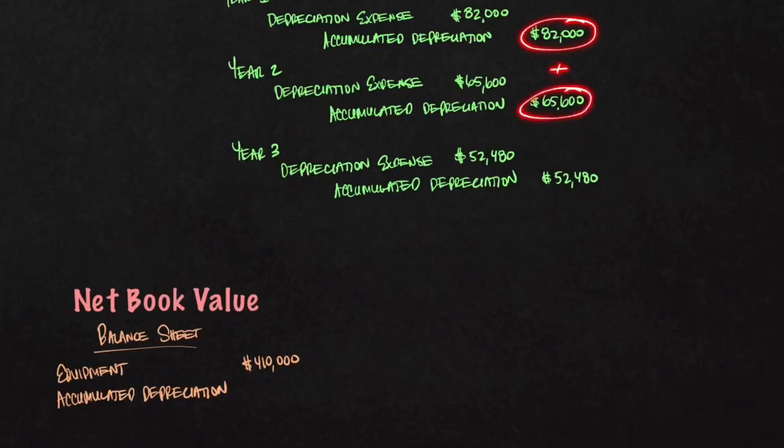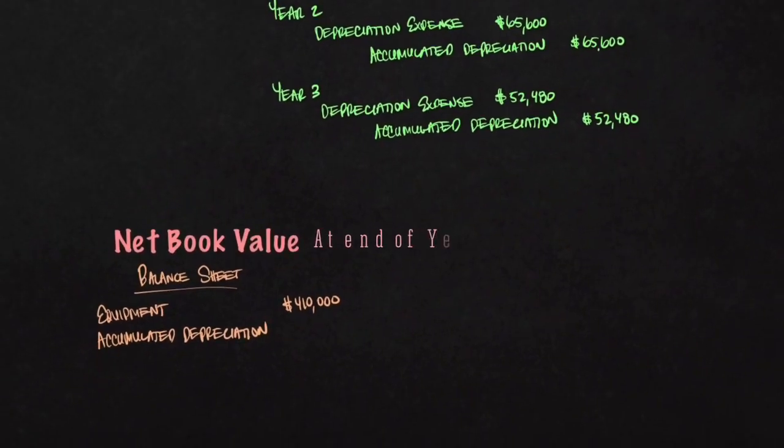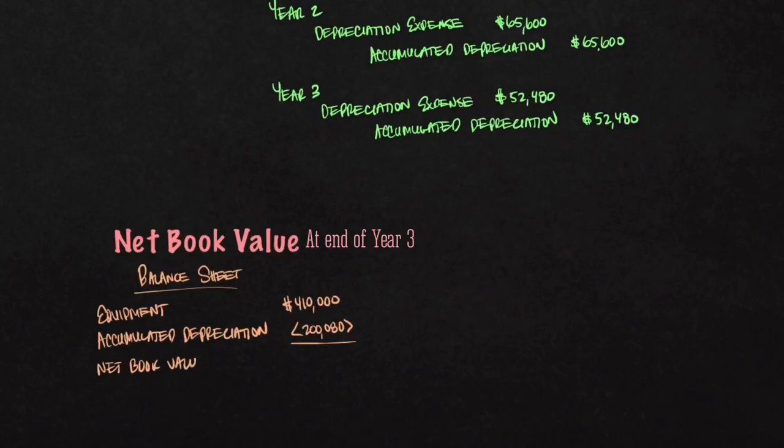The accumulated depreciation is what you recorded on the journal entries. It's that $82,000, $65,600, and the $52,480 combined. That will give us $200,080. When you take the difference between the $410,000 and the $200,080, that will give you your net book value on the balance sheet. In this case, it's $209,920.